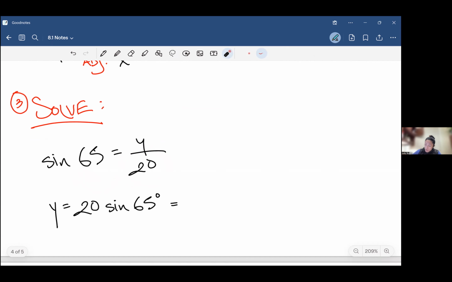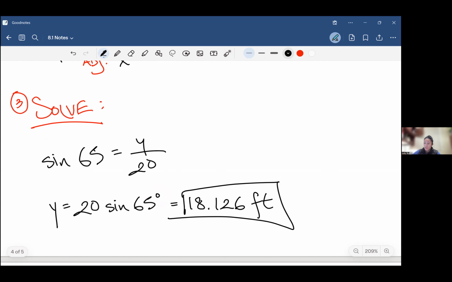Okay. You always want to make sure your calculator's in degrees if you're working in degrees. I think on Desmos, it's an easy toggle. You can just find the degrees. But now you're going to type in 20 sine 65, and let's round to 3 decimal places. So I believe you get 18.126, and we want to include the units, which is feet.